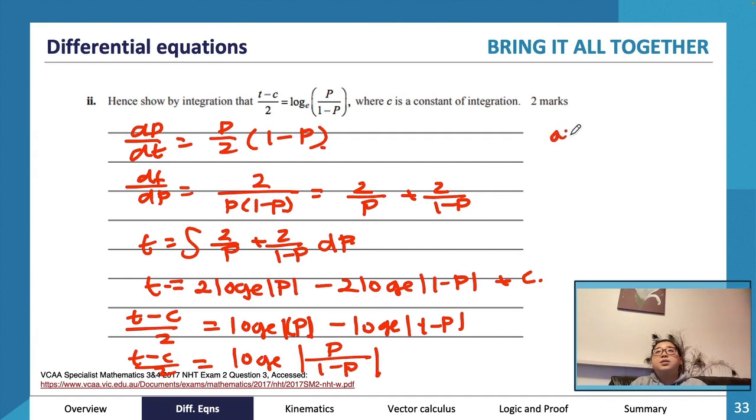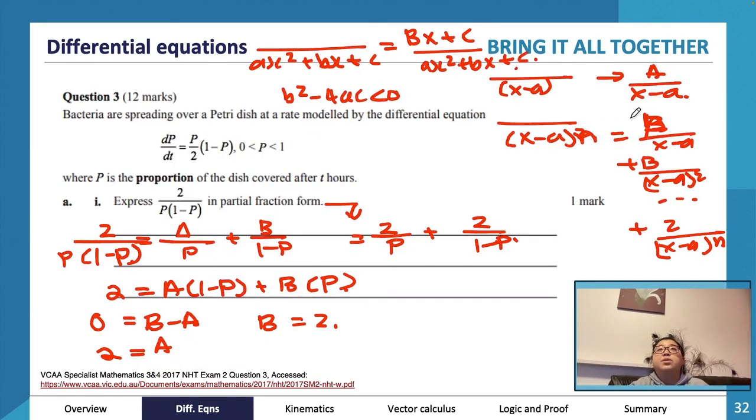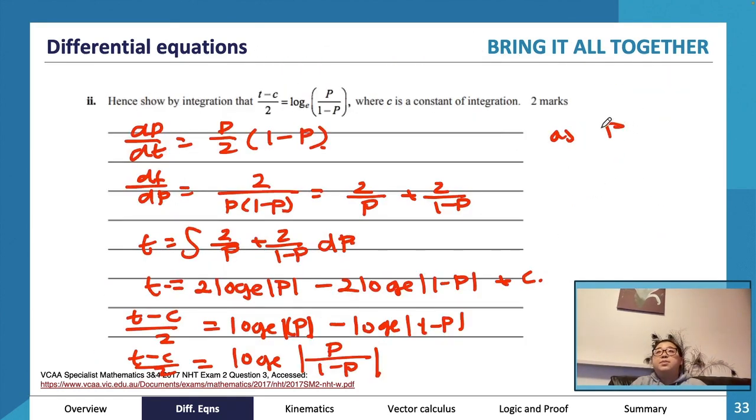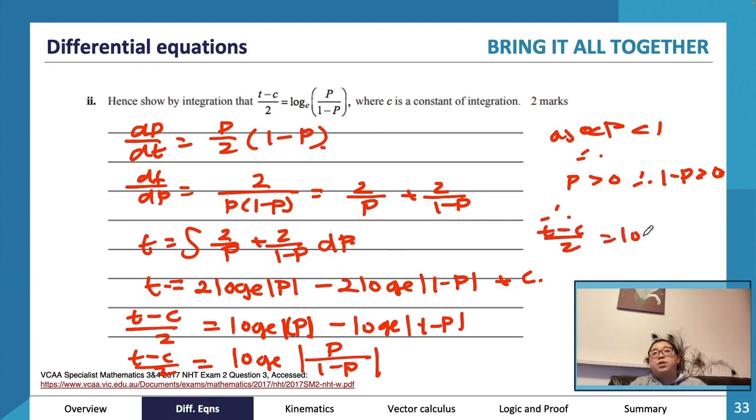And then they've told us that p is bigger than 0, smaller than 1, therefore you'll get that p is going to be bigger than 0, and 1 minus p is also going to be bigger than 0. So therefore you'll get that t minus c over 2 will equal log e p over 1 minus p, as they require.